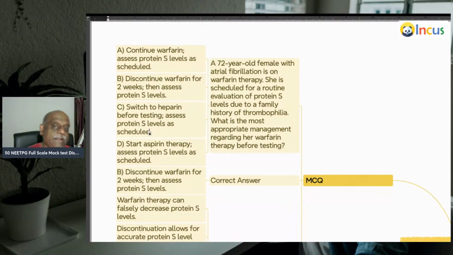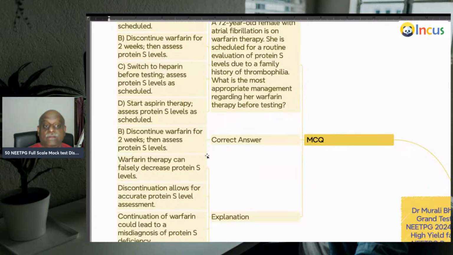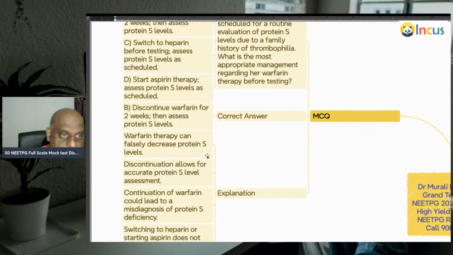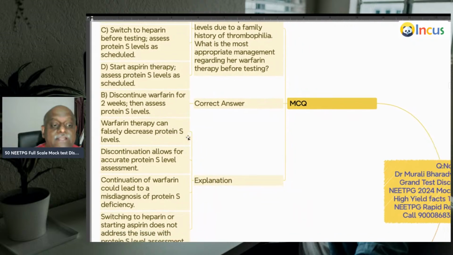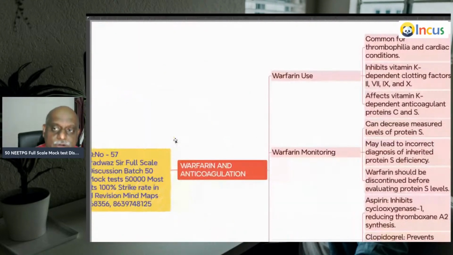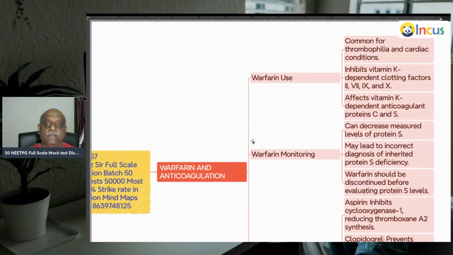A 72-year-old with atrial fibrillation on warfarin therapy is scheduled for evaluation of protein S levels. So, if you want to know protein C, protein S deficiency, withhold the warfarin for 2 weeks and only then should you check protein C, protein S. Otherwise, warfarin will interfere with the assessment of protein C, protein S. So I leave it to you.